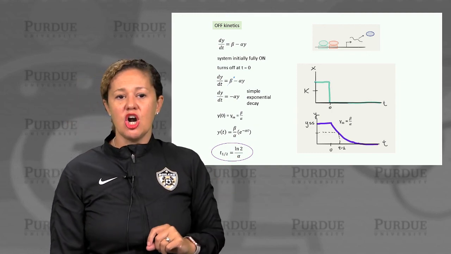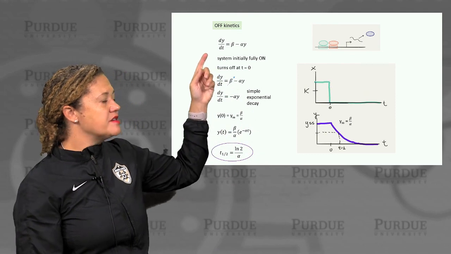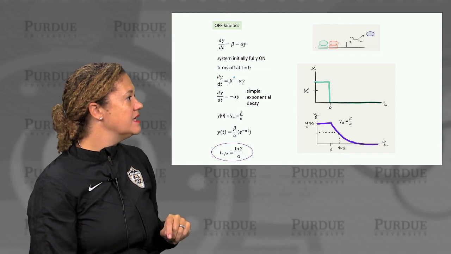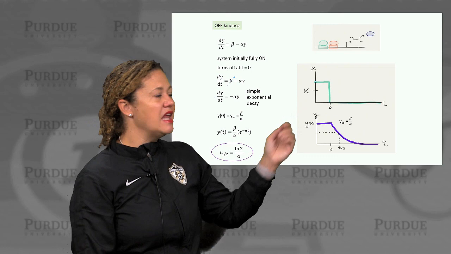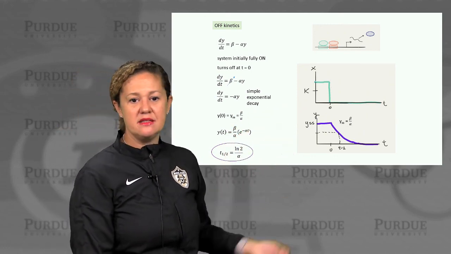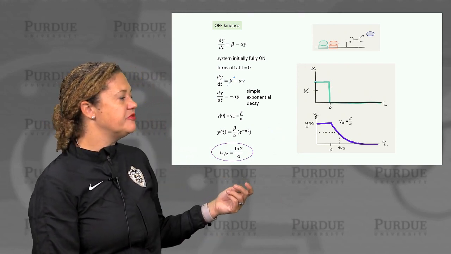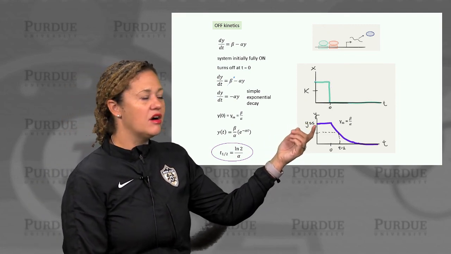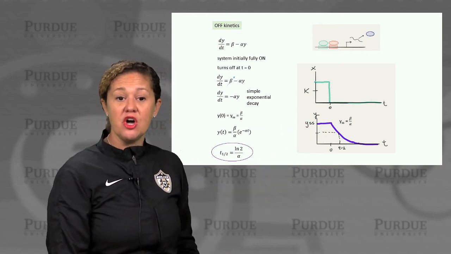So now let's look at our off kinetics. We can do this very similarly. Again, we'll start with our simplified rate equation, dy/dt equals beta minus alpha y. And we'll start with the system initially fully on. So initially we have lots of activator that's well above our threshold. At time equals 0, we instantaneously take that activation away. If we start with our system fully on, then we start with our Y value at its steady state value, and at time equals 0, expression turns off.